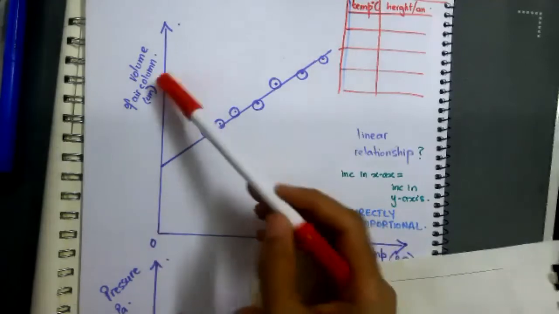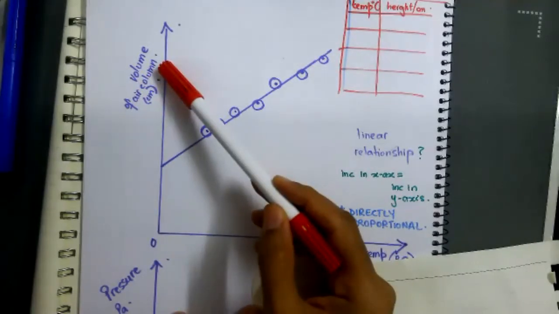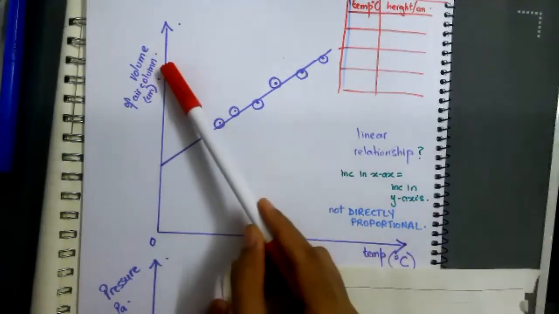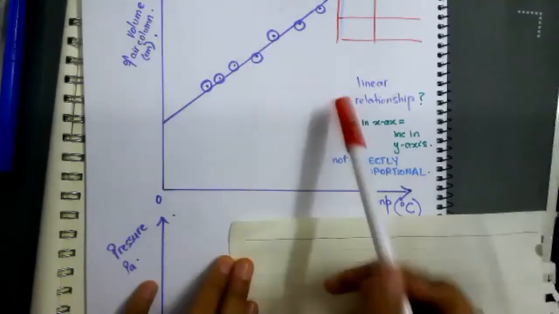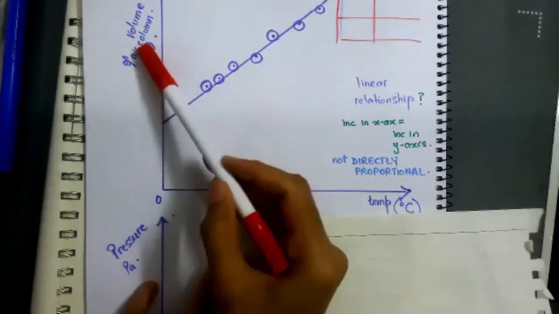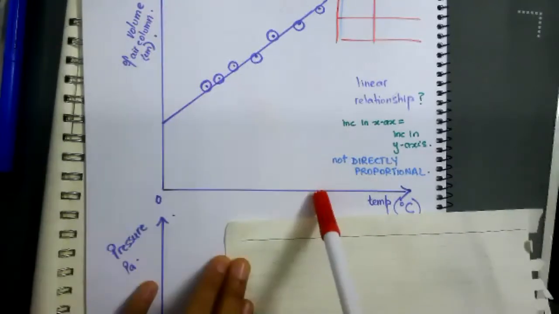So the volume of air column is proportional, but I won't call it directly proportional. Yes, they have a linear relationship.